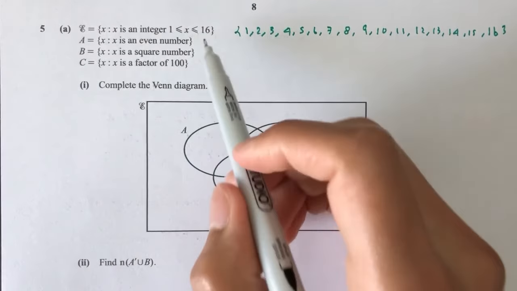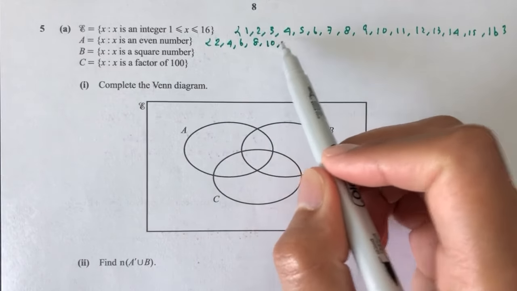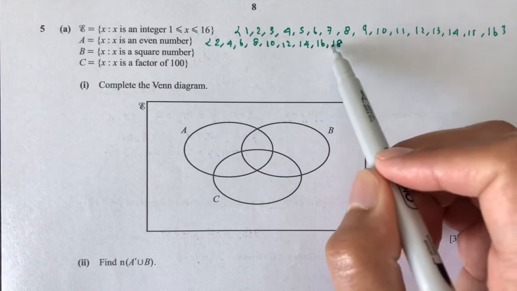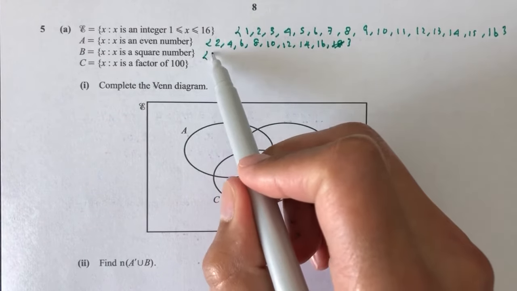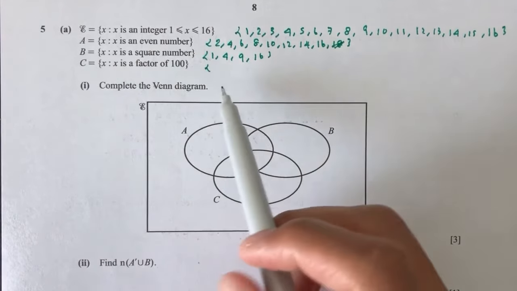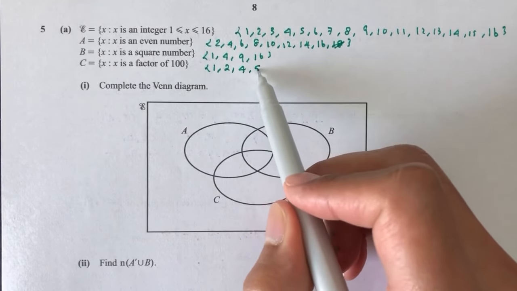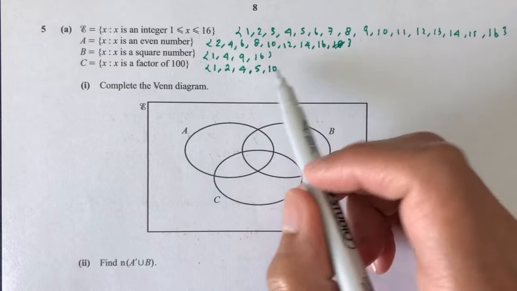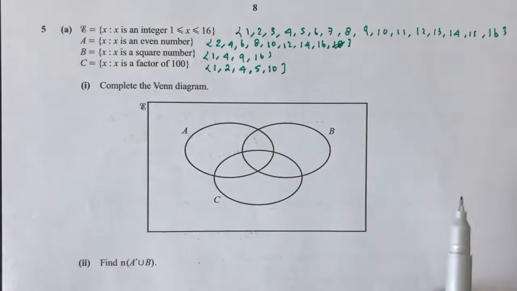Part A. A is even numbers, which means 2, 4, 6, 8, 10, 12, 14, 16, 18, so no 18, only 16. That's everything that we have. And B will be square numbers, which is 1, 4, 9, 16. And the last one will be factors of 100 will be 1, 2, 4, 5, we have 10, and that's pretty much everything. Okay, so those are the sets that we have here, A, B, C, and everything else.